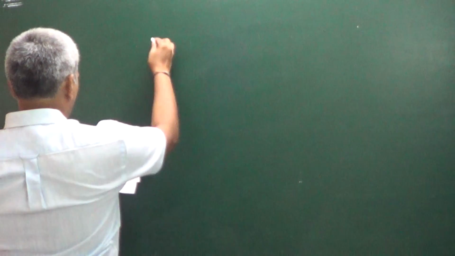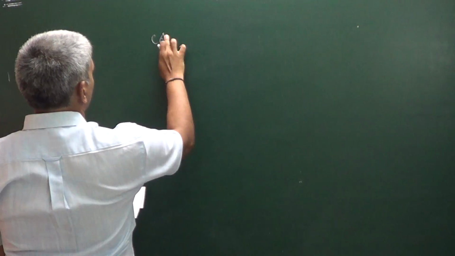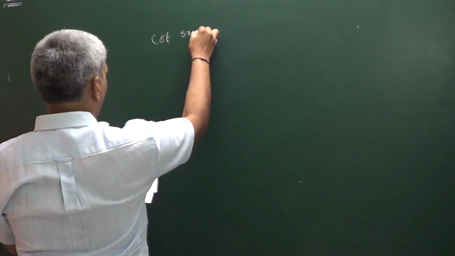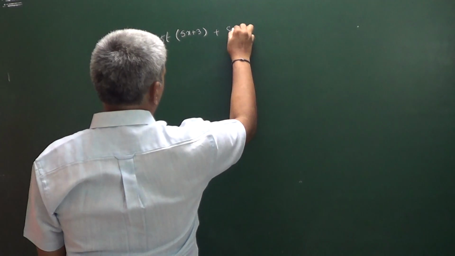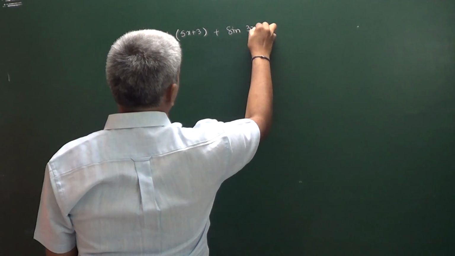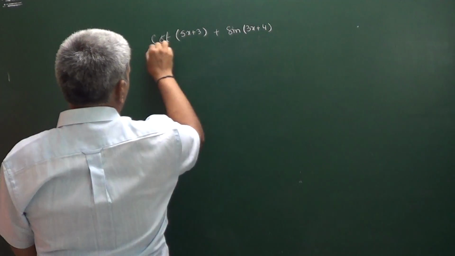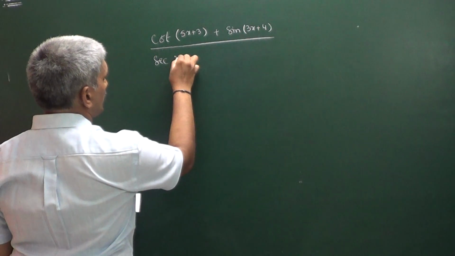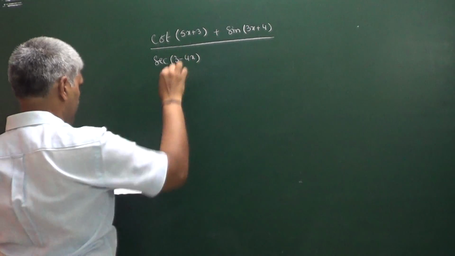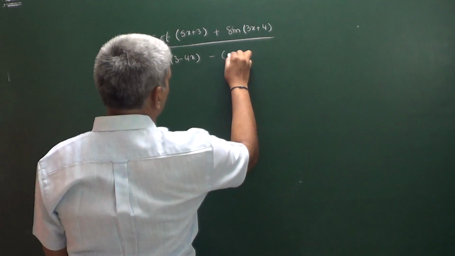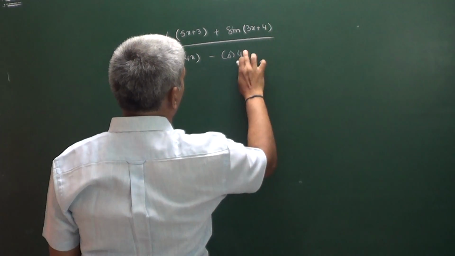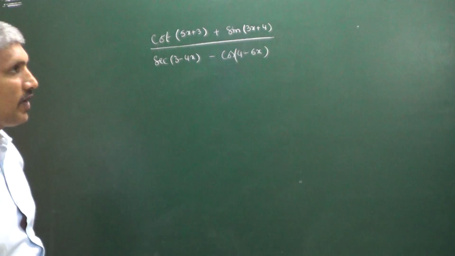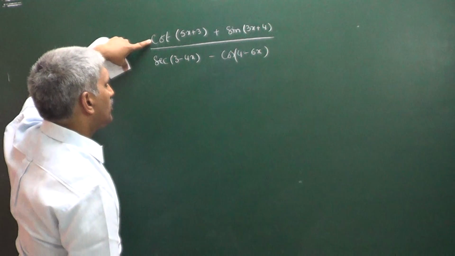So this is another question given. Cot(5x + 3) + sin(3x + 4) divided by sec(3 − 4x) minus cos(4 − 6x). That function's period we have to find out. First of all, tell me what is the period of this function.